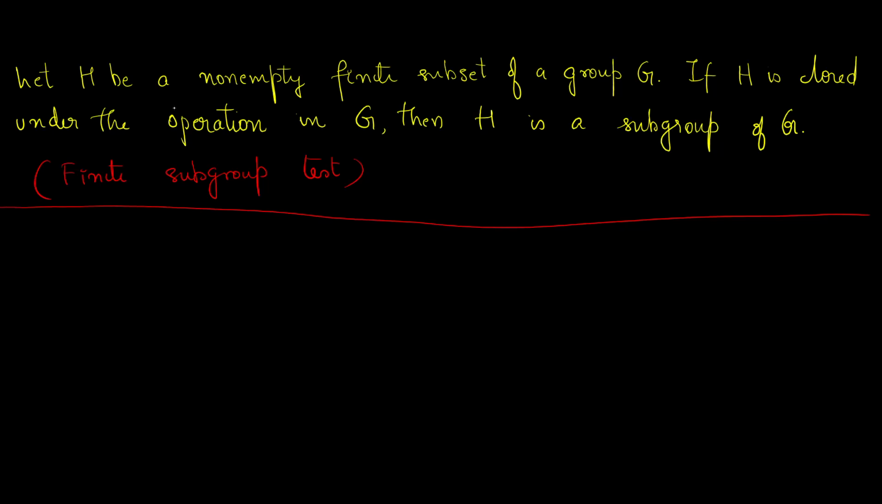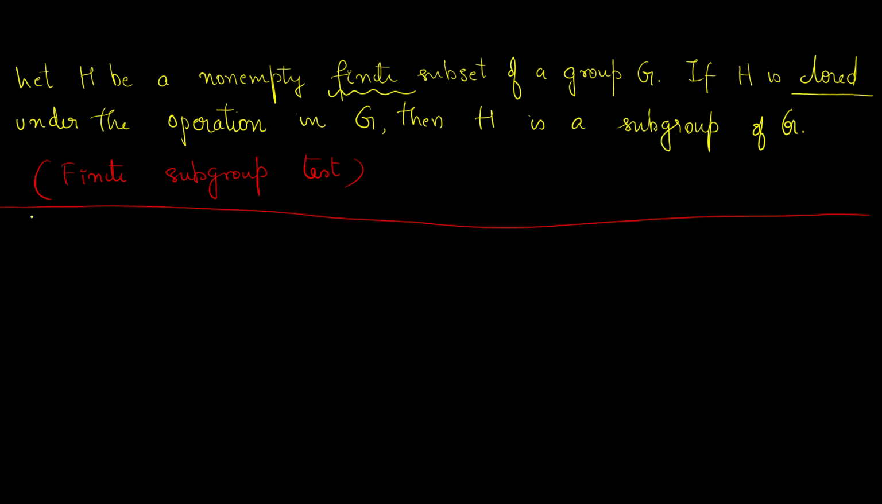Hello everyone. Here we are given that G is a group. It could be finite, it could be infinite, but H is a non-empty, finite subset of group G. Focus being on finiteness of the subset. So let H be a non-empty, finite subset of the group G, and H has a special property that H is closed under the operation in G. Now we are asked to prove that H is a subgroup of G.